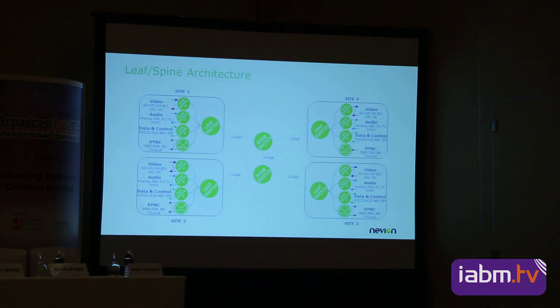So if you look at a leaf and spine architecture with a core of 10 gigabit Ethernet switches with 40 gigabit uplinks, you can actually build a small little network with 4 sites or studios. And you can add capacity very easily just by adding additional Ethernet switches into the network and creating a much larger network.